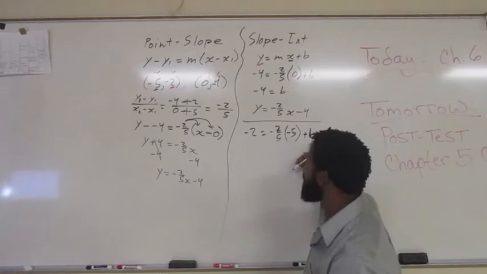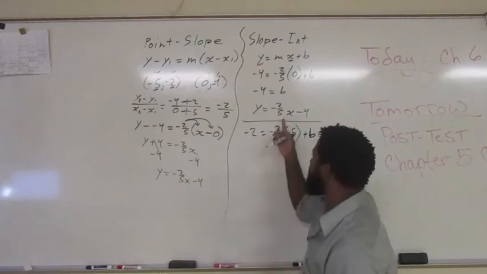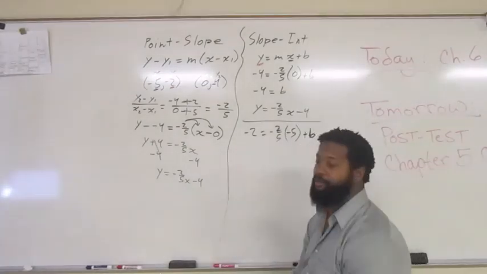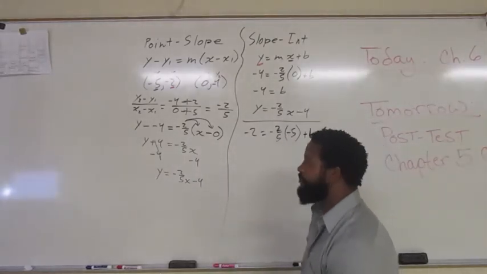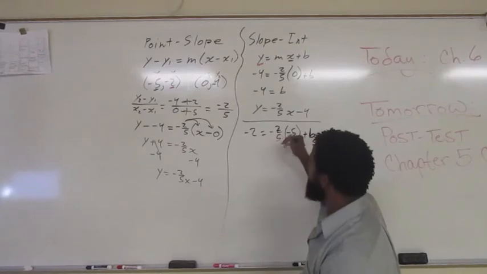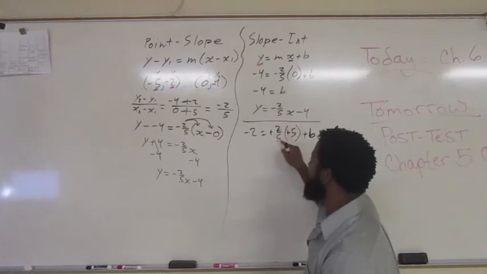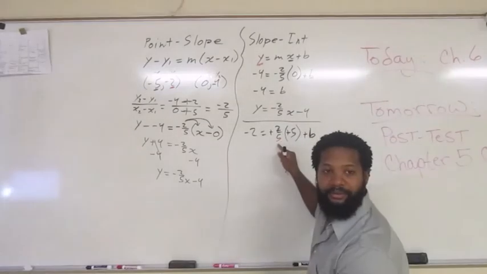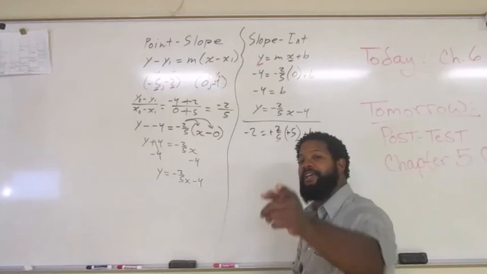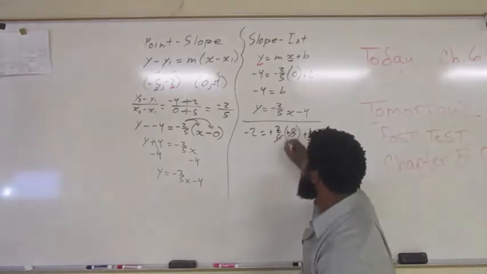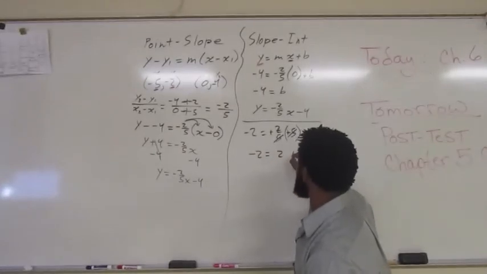Once you do find your b, you just plug it in at the end, okay? Slope stays the same. That's all you're doing. So, first off, negative times a negative is a positive, right? You have 5 being multiplied by this, and you have 5 as a denominator. So what happens to the 5s? They cancel out. The 5s cancel out, and you're left with -2 equal to 2 plus b.